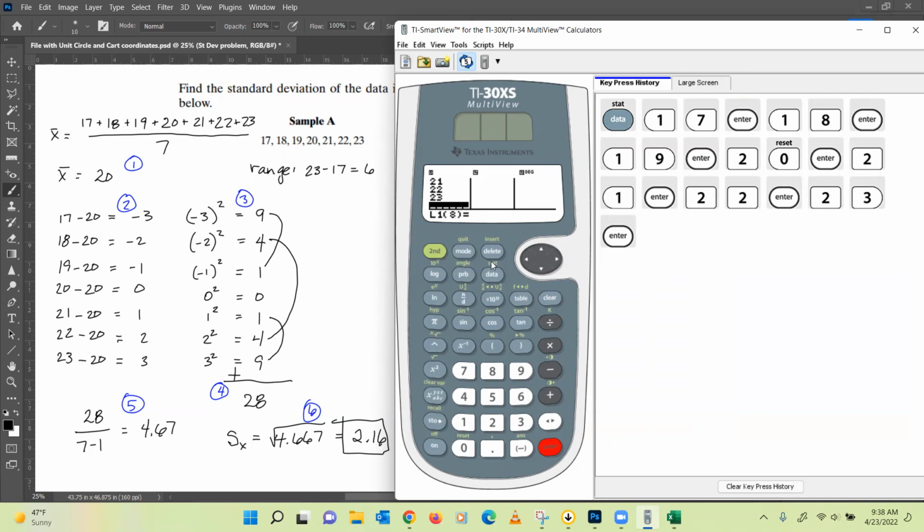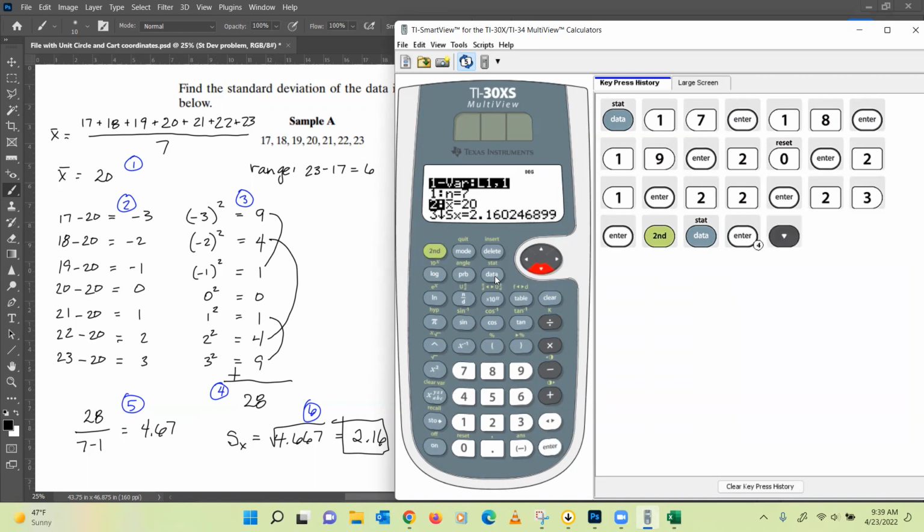Now remember, the stat is right above the data button, so I need to hit the second button first. And then when I hit data, it will ask me for the stats. I want one variable statistics. The data are in list 1, since that's where I put it. The frequency is 1. There's only one of each. And so I'm going to hit enter on each of those and then hit calc. It gives me the number of numbers is 7, and we already knew that.